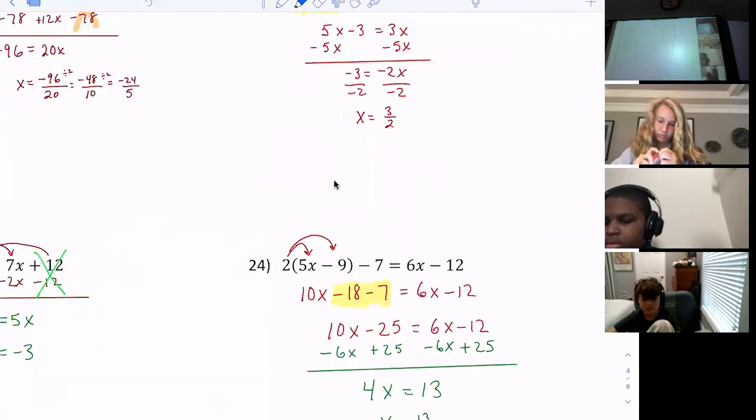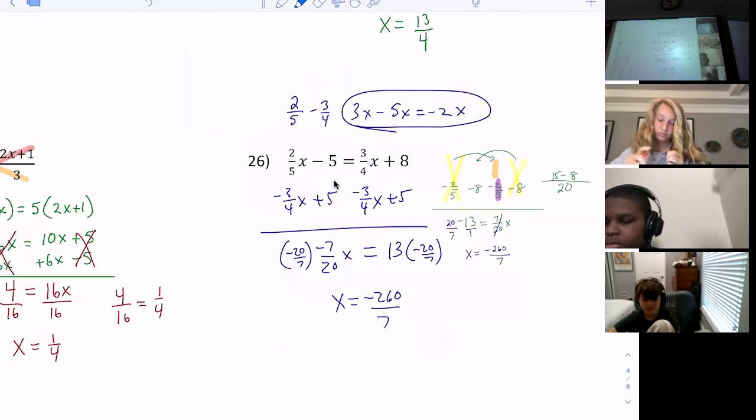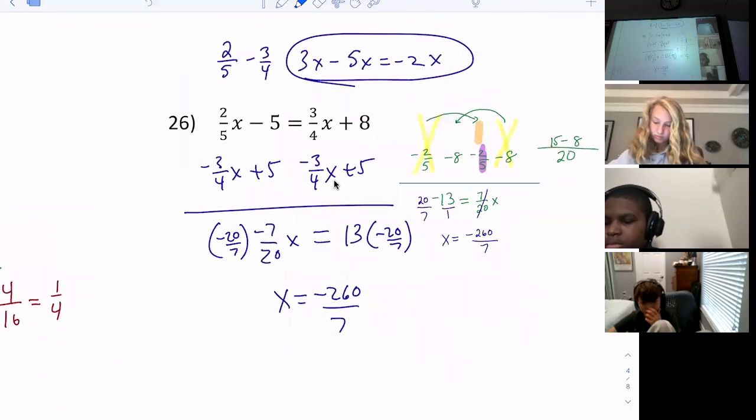Let's take a look at 26 now. Now, again, 26 is nice because it's a matter of you doing the fractions correctly.